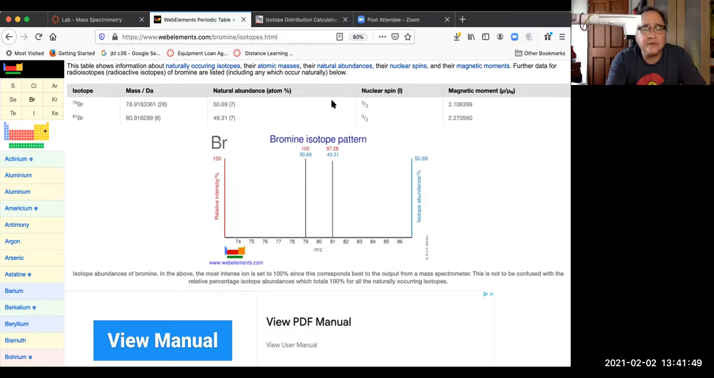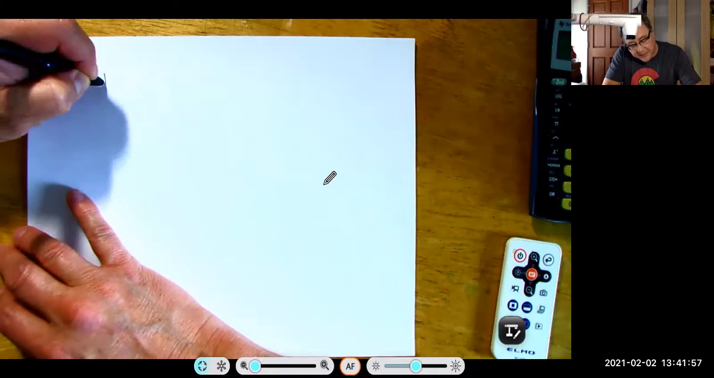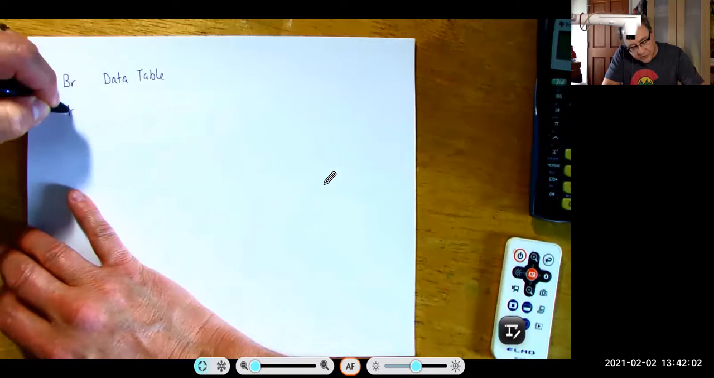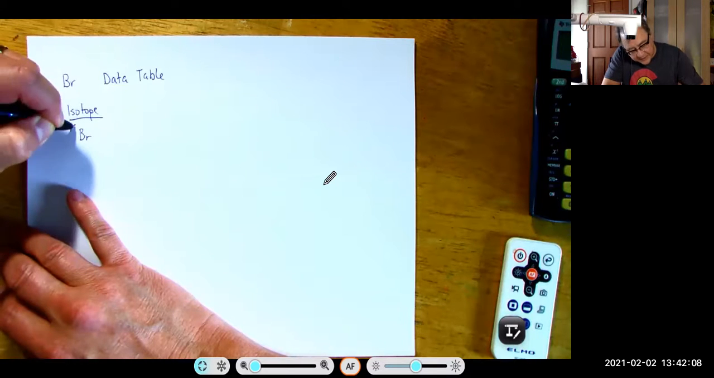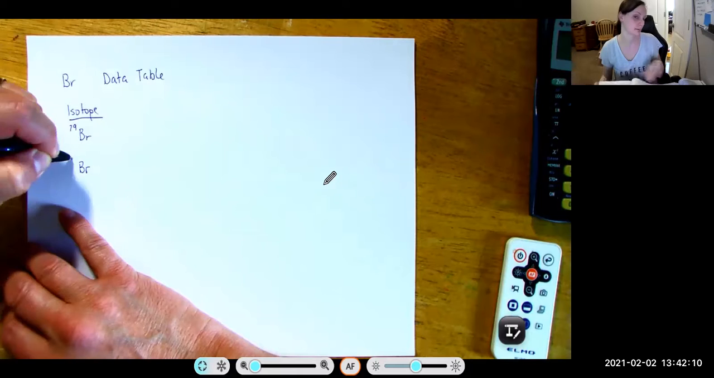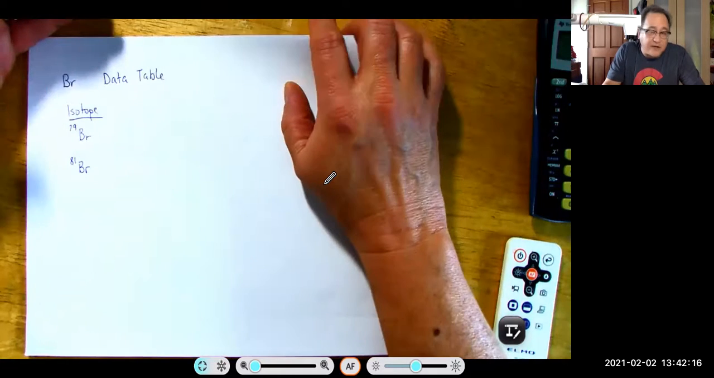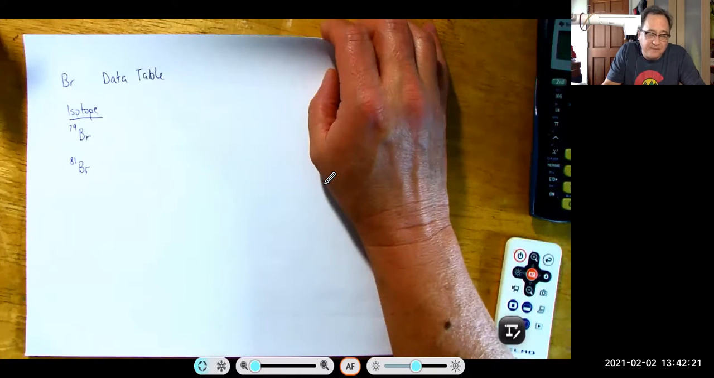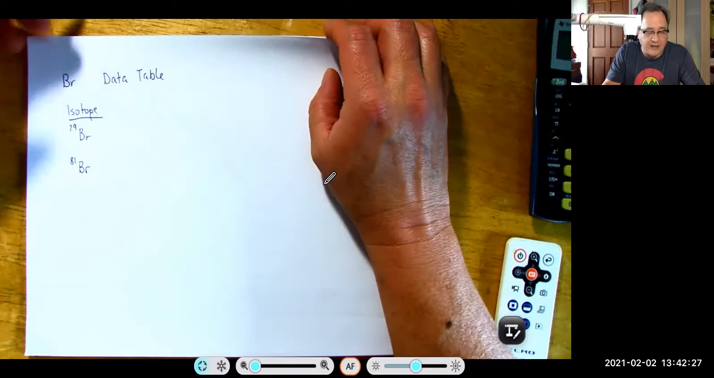Okay. So for bromine, this is what your data table is going to look like. First of all, you'd like to list your isotopes. So we've got bromine 79 and bromine 81 in your data. This is part of step 1, and this is data from step 1. So the procedure is go to Web Elements and look up the data table and the mass spectrum for bromine. That's the procedure if you want to write that down.